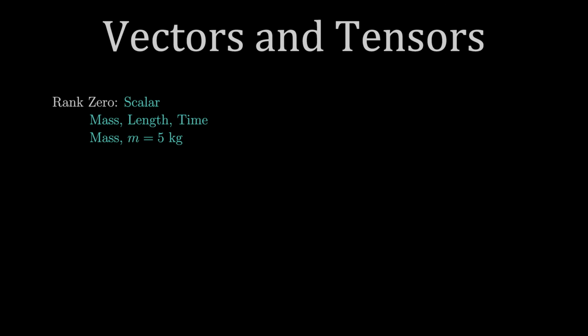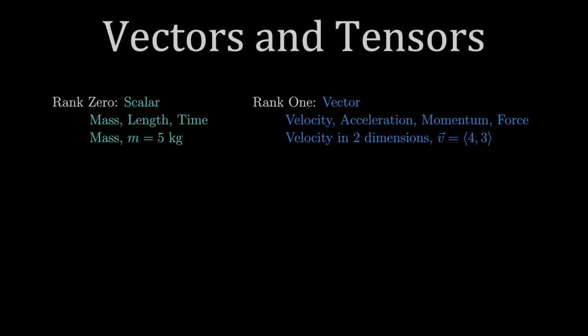The next type of tensor is a rank 1 tensor, which we call vectors. Examples of rank 1 tensors or vectors would be velocity, acceleration, momentum, or force. The way we write vectors is dependent on the dimension we're working in. For example, a vector needs 2 values to define it in 2 dimensions, or 3 values in 3 dimensions.